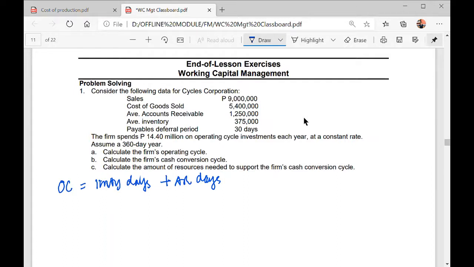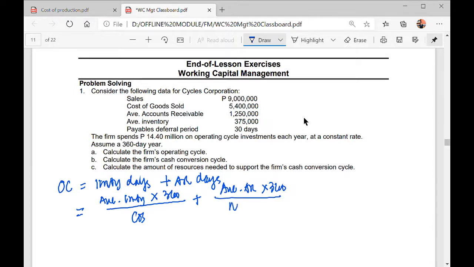So what is our inventory days? How do we compute this? That's equivalent to average inventory times 360 days. If you can recall, we looked up how to get the inventory days. I'm using this one, but you can also use the other two formulas. Plus average AR times 360 over net credit sales. Remember, I'm using 360 because it's given in the problem.